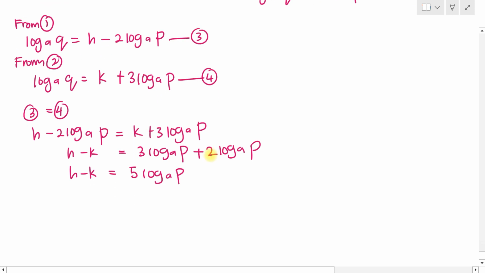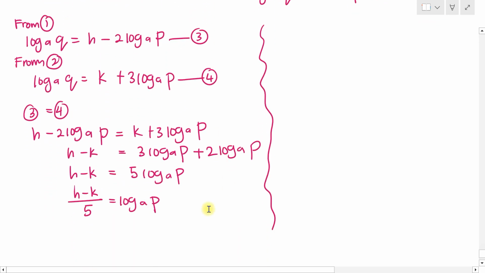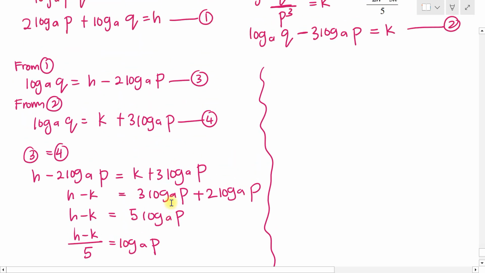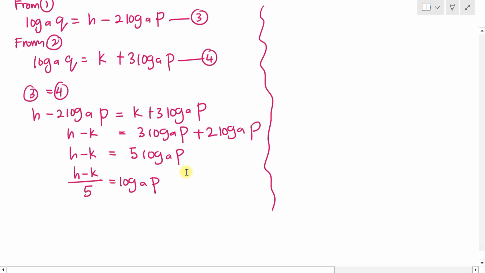And then make log AP the subject. This is what you get, log AP. Okay, we settle one part. Now I get the idea already. I get log AP. Now I need to do the same for log AQ. What is log AQ?